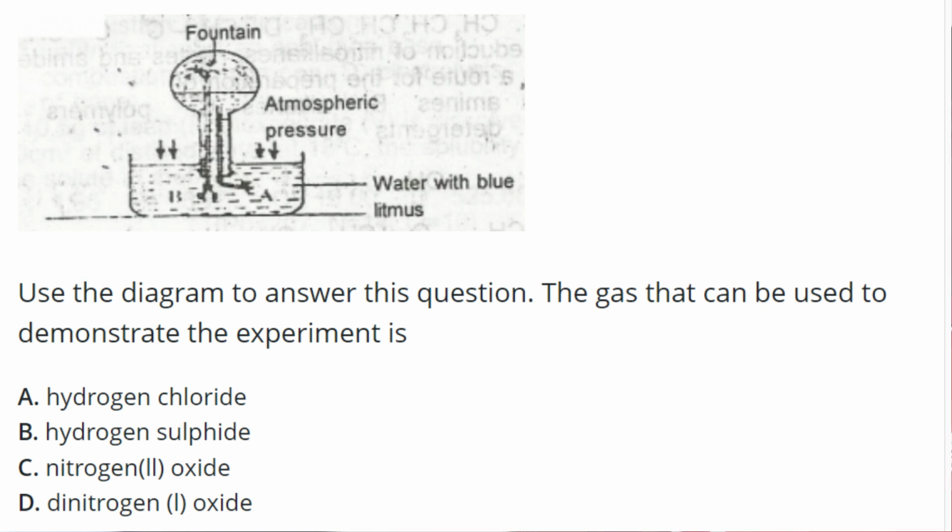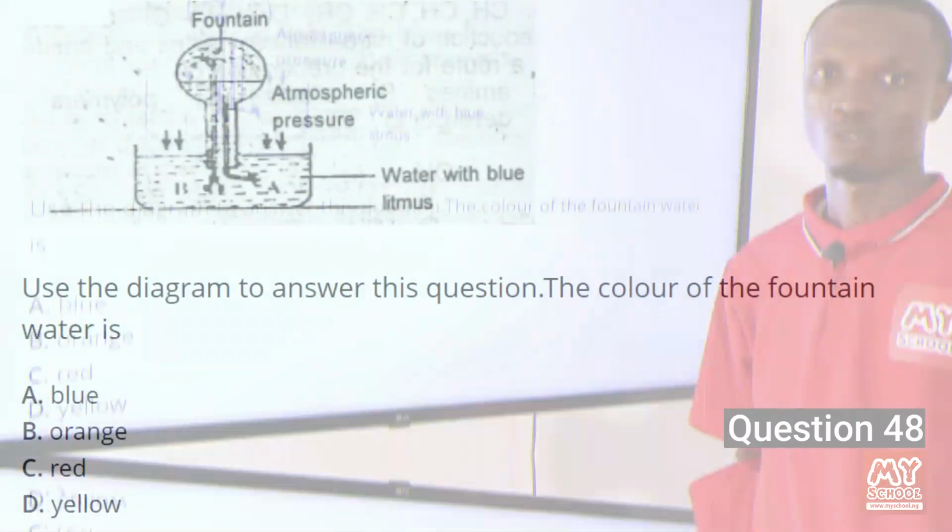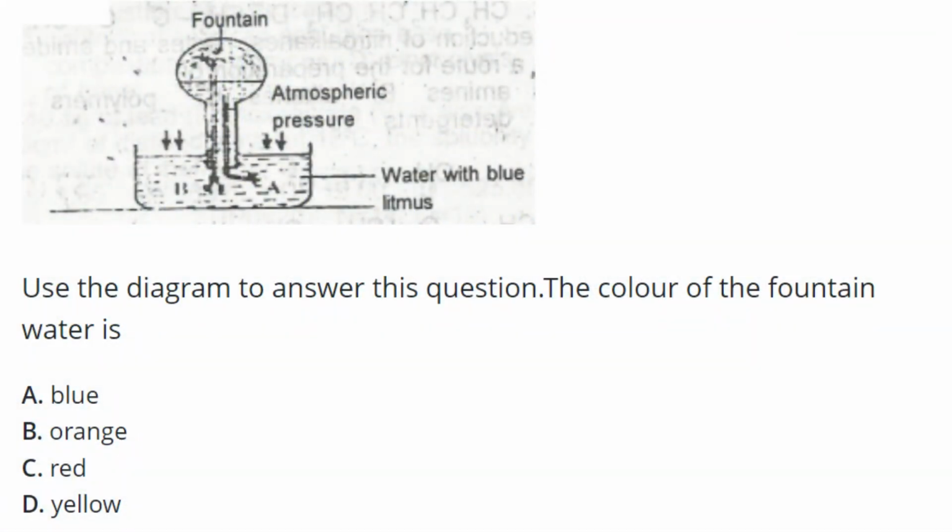So from the options listed, option A we have hydrogen chloride, option B hydrogen sulfide, option C nitrogen(II) oxide, and option D dinitrogen(I) oxide. So the answer to this question is option A, hydrogen chloride. The reason for that is hydrogen chloride is very soluble in water, so it can be used to perform this experiment.